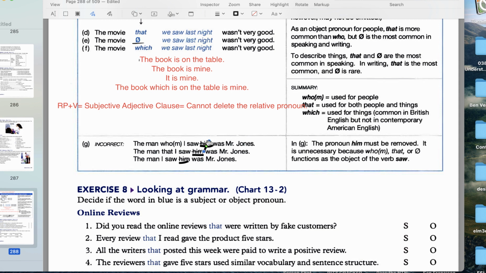So I'll get rid of my notes here so you can see that a little bit more clearly. And this is one of the most common mistakes ESL students make, is that they put the relative pronoun here as the object, and then they put the object pronoun back in, and that's what you don't want to do.